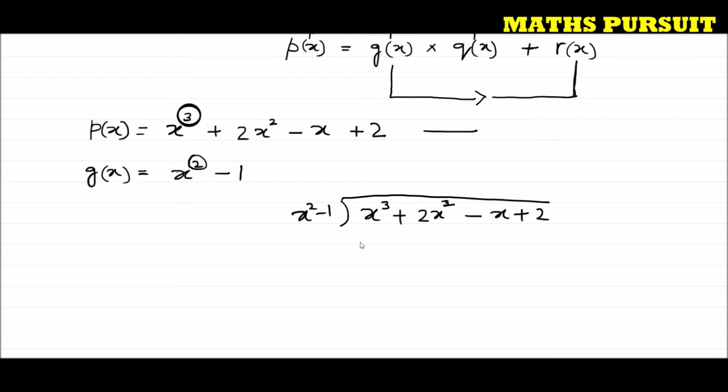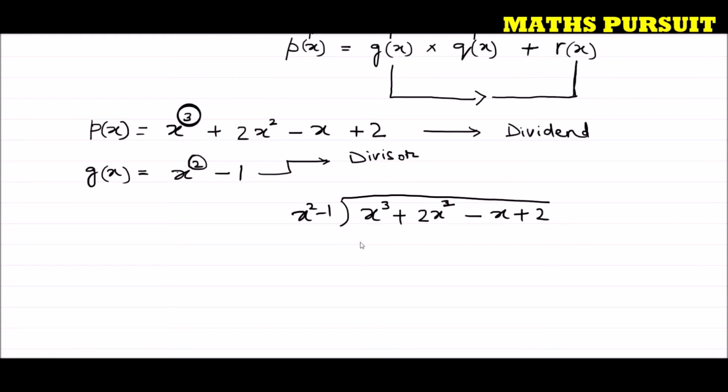And guys, we very well know that this is our dividend, and this one is our divisor. These are the things that we very well know. Now let us divide px with gx. px is x to the power 3 plus 2x to the power 2 minus x plus 2, and gx is x to the power 2 minus 1.